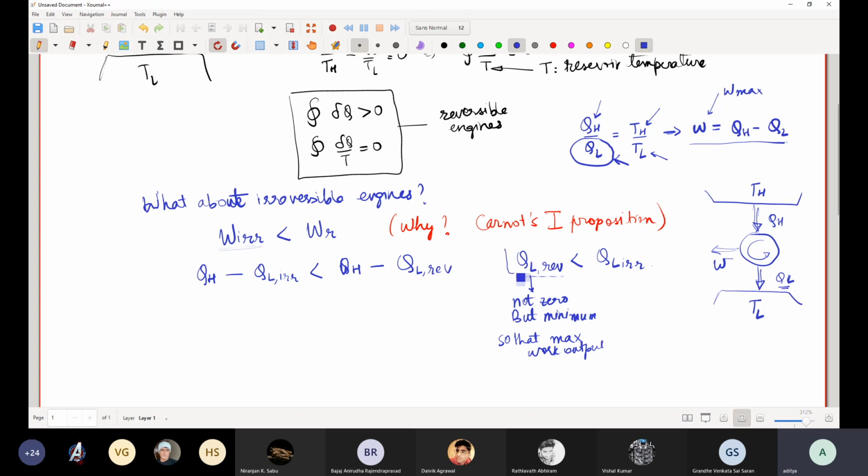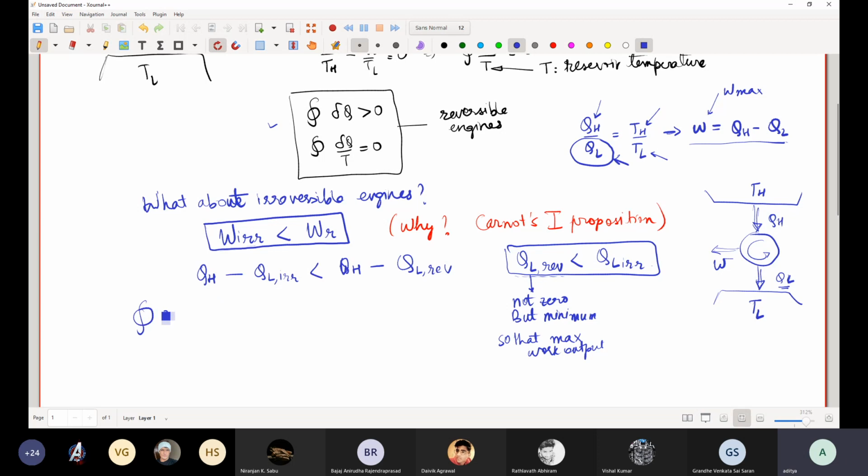So this is the basic premise: more heat is rejected to the surroundings, and consequently less work is obtained from the irreversible engine. Less work output is obtained from the irreversible engine given the same amount of heat input. So now let us rewrite these statements.